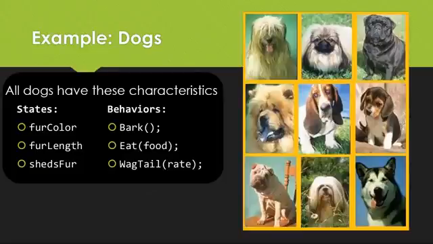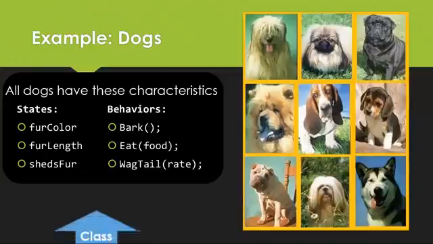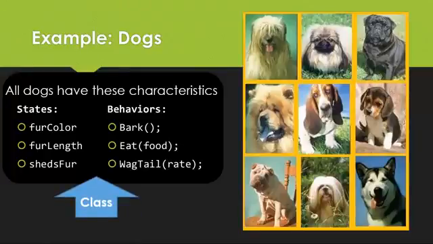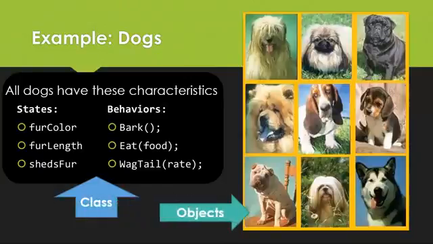All dogs have these characteristics. States like what color is the dog's fur, or how long is their fur, and do they shed their fur. And dogs have behaviors. They bark, they eat a kind of food, and their tails wag at a certain rate. Those characteristics, as they're generally defined, represent the class of all dogs. Every dog has these characteristics. How long the particular dog's fur is, or what color the fur is, or whether or not they shed their fur, that's particular to the actual dog itself. Those are represented as objects. So as you can see, you get a lot of variability out of your objects from the base class.